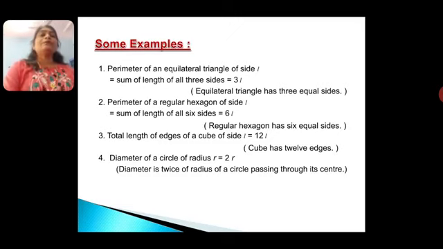Now, the diameter of a circle of radius r. We know that diameter is twice the radius of a circle, since it passes through the center. Therefore, the diameter of a circle of radius r equals 2r.